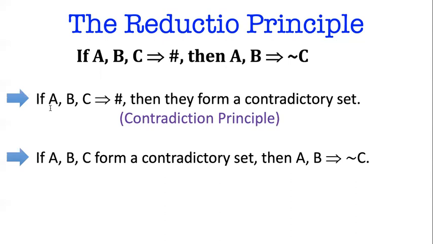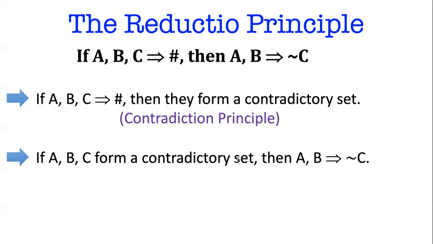First, let's do it in two steps. Let's say that A, B, and C do entail a contradiction. Now remember the contradiction principle. Anything that entails a contradiction has to be a contradictory set, because only a contradictory set can entail a contradiction. So if we know A, B, and C entail a contradiction, then we know A, B, and C are a contradictory set.